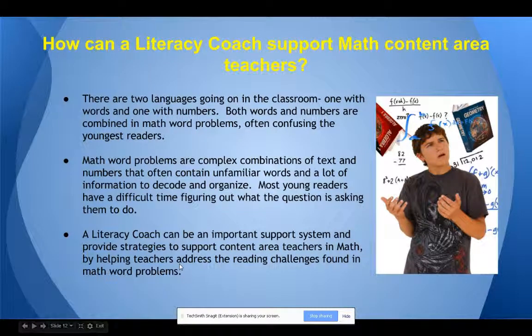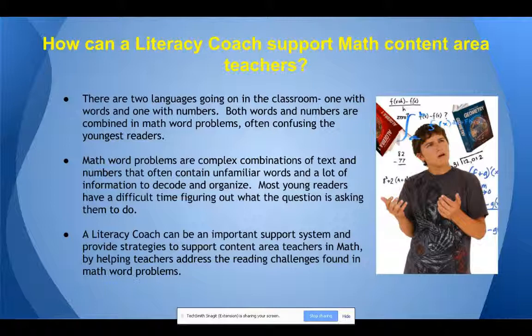The following slides are covering how the literacy coach can support math content teachers. As stated earlier, math has a language all its own. The symbols that represent the language in math are just as important as the letters and words. And for this reason, word problems, when switching back and forth between math language and the English spoken language, are often very difficult for students to understand.